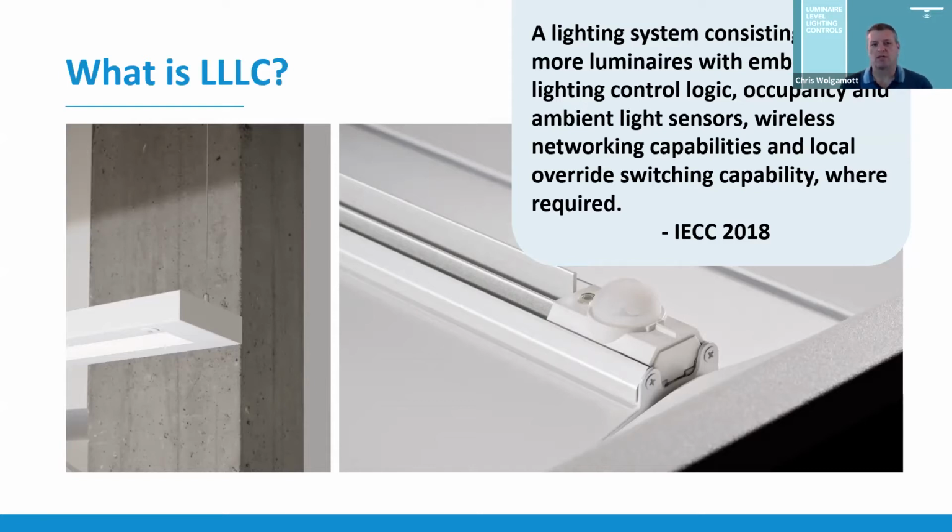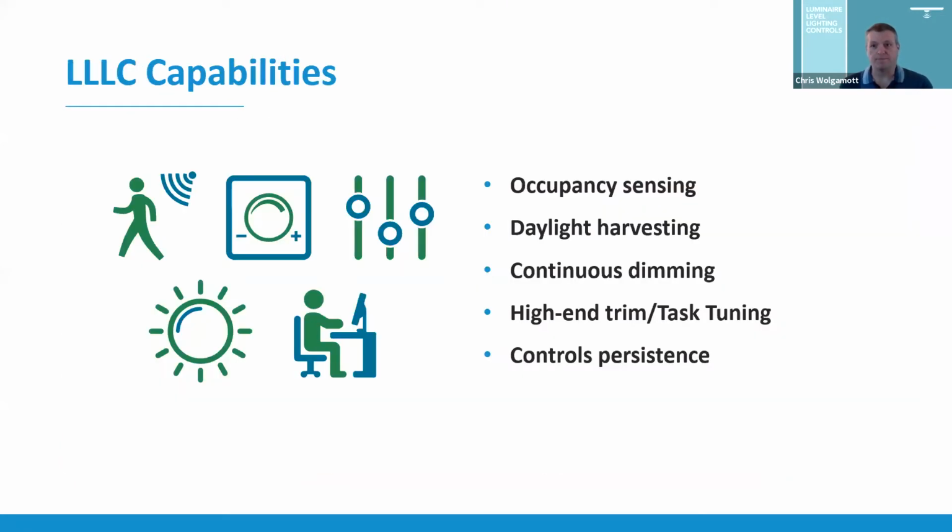So basically what we're talking about is fixtures that have a sensor that's integrated into the fixture that allows for multiple lighting and control capabilities. If we go to the next slide, we'll see what some of those basic capabilities are. And those basic capabilities are occupancy sensing, daylight harvesting, continuous dimming, high-end trim, sometimes called task tuning, and control persistence. I think most everybody's going to be aware of what occupancy sensing is and daylight sensing. High-end trim basically sets a level at the top end of the fixture that the light can no longer go to 100%. So when you tell the fixture that it's all on, instead of being at 100% on, maybe it's at 75% on.